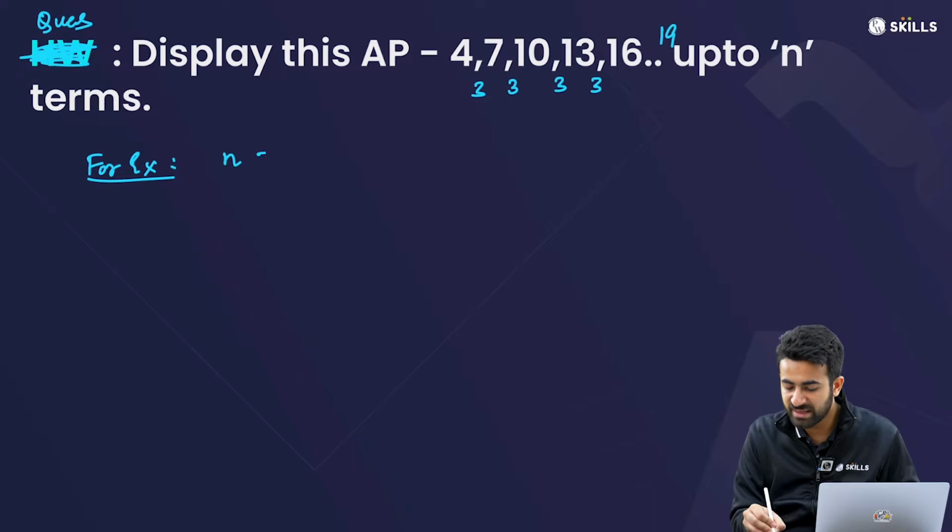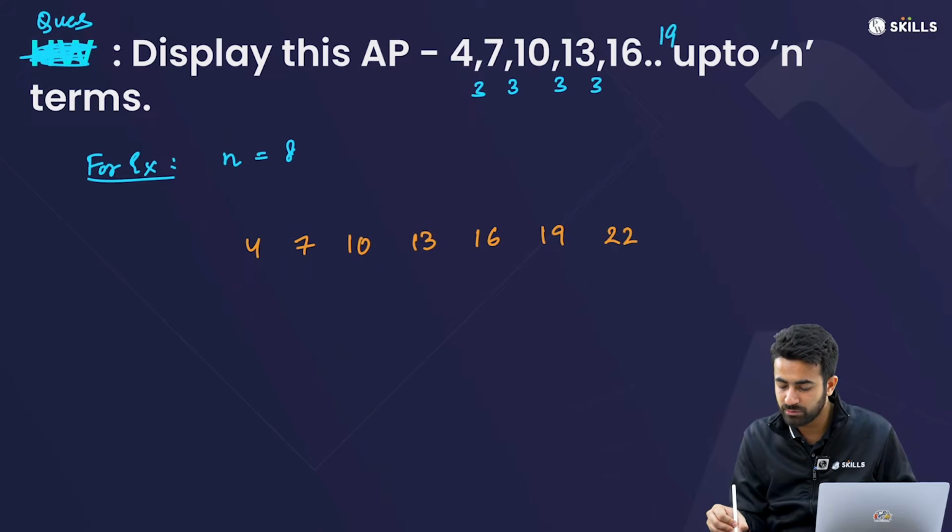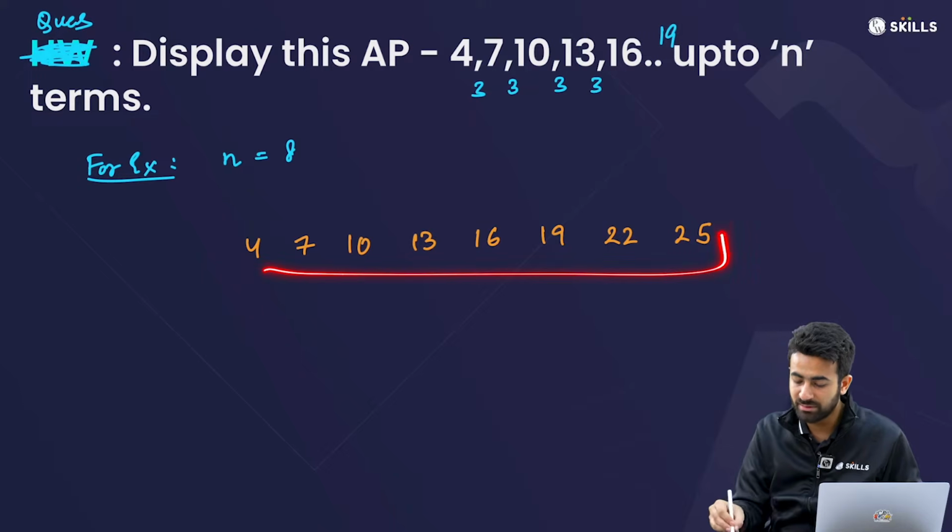For example, I say n is equal to 8. So your answer should be up to 8 terms. You will print this series, meaning 4, 7, 10, 13, 16. So these are 5 terms, 6 terms. Then what I'm adding is 3. So 7 terms, 8 terms. This should be my answer.